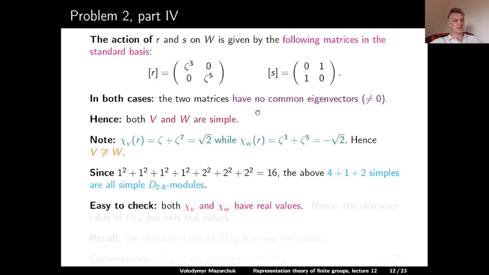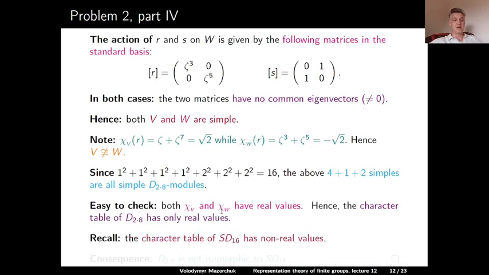now, since we have the explicit matrices, that the characters of both V and W are real valued. So in particular, the character table of D2 times 4 has only real numbers. But we have seen that the character table of SD16 has non-real values. So the character tables of these two groups are essentially different. Consequence, these two groups are not isomorphic. And this completes problem 2.